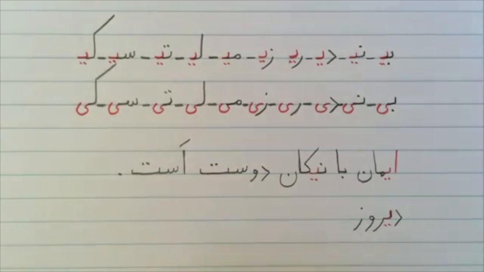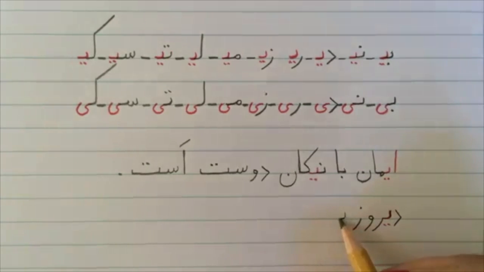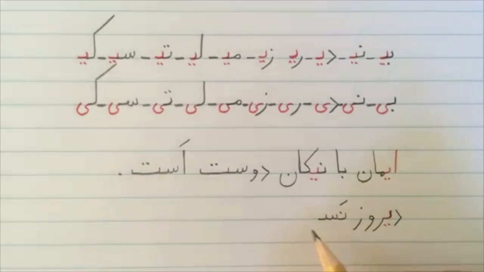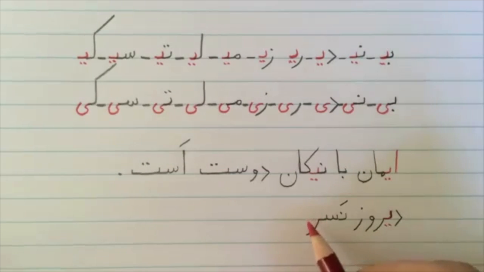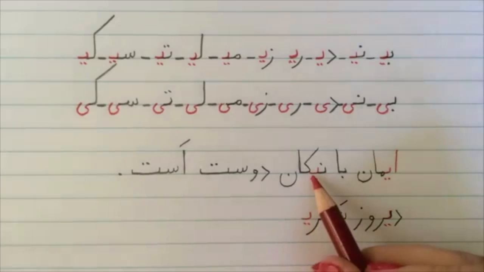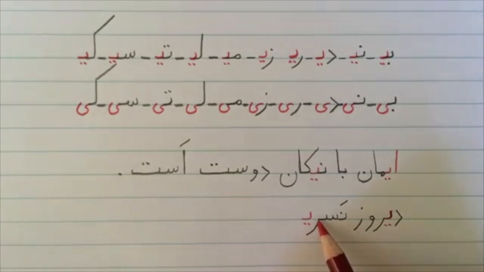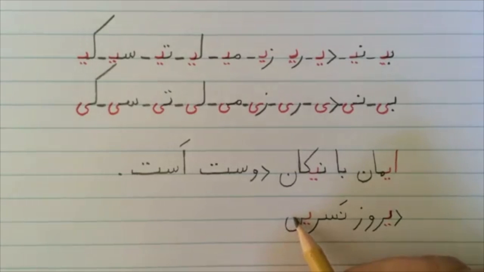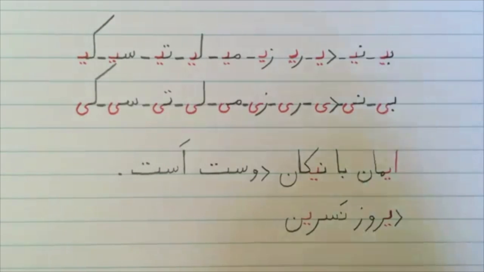Nasrin is a woman's name. Let's break it into syllables. Nasrin. Nas is N, A. S, Nas. Then Rin. R, E, N. This E is also the middle E. It's the same E. But since the R doesn't connect to the next letter, they stay separate. So, Nasrin. دیروز نسرین.